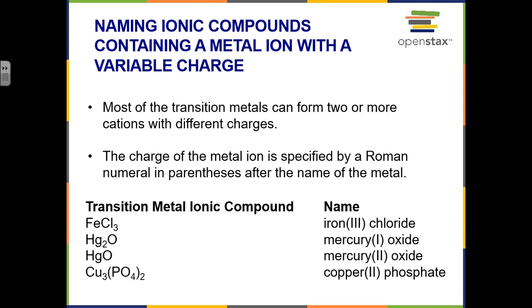Now, most of the transition metals can form two or more cations, and the charge of the metal ion is specified by a Roman numeral written in parentheses. An example of that is iron. Here you have iron(III) chloride. If it were iron(II), you'd have a Roman numeral 2. Here you have mercury(I) and mercury(II) oxides. And then lastly, you have copper(II) phosphate. And there are other examples where you have copper(I) phosphate.